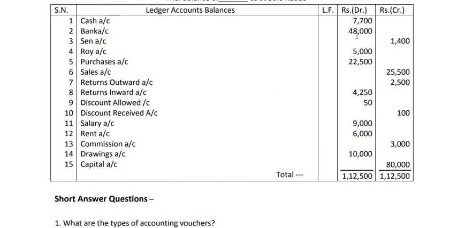Now after writing these balances, debit balances in the debit column and credit balances in the credit column, we have to add them. If the totals of both columns are equal, we can assume that everything is correct. So here the total is 1,12,500 on both sides. So this is equal. So we can say that whatever we have recorded in the journal, whatever we have posted to the ledger, and whatever we have written in the trial balance, all activities are correct. That means the journal entries are correct, the ledger posting is correct, and the balancing is correct.